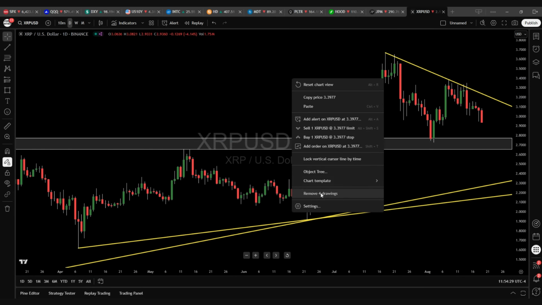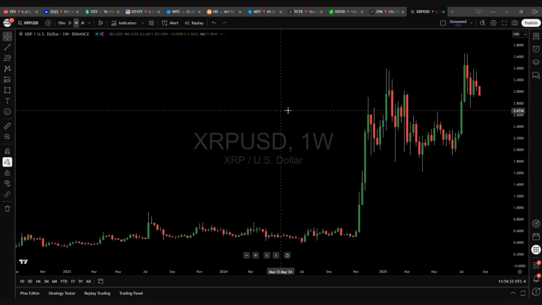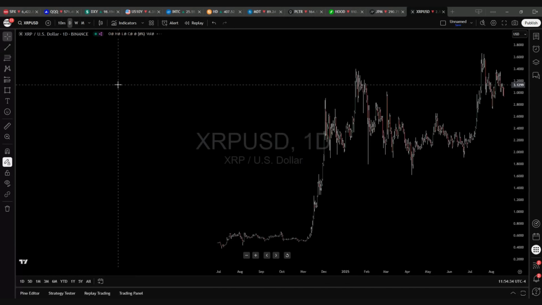Now, let's erase these lines. We're going to zoom out on the chart. Let's even go to our weekly chart here. Let's go back to the daily. I just want to zoom out a little bit more.